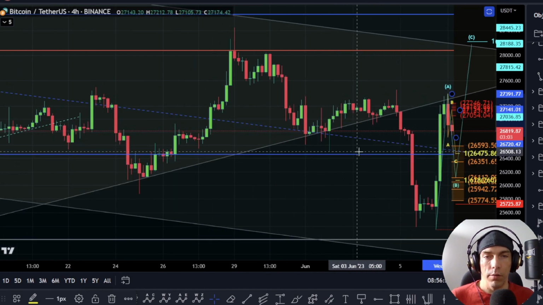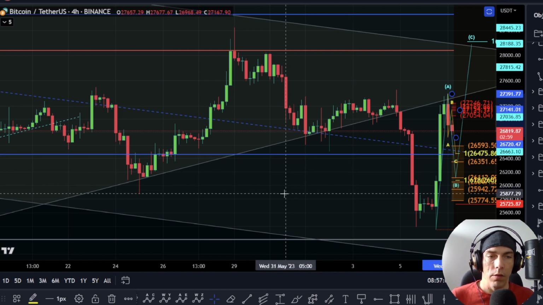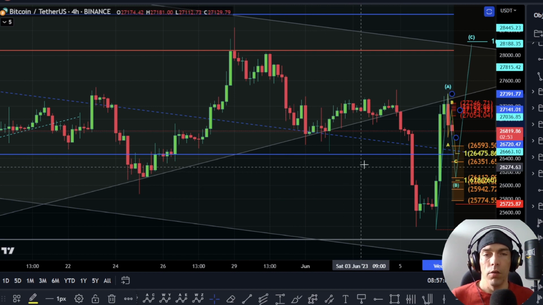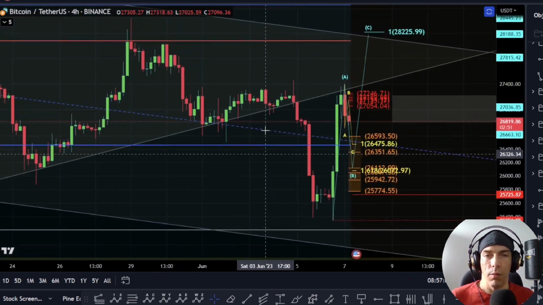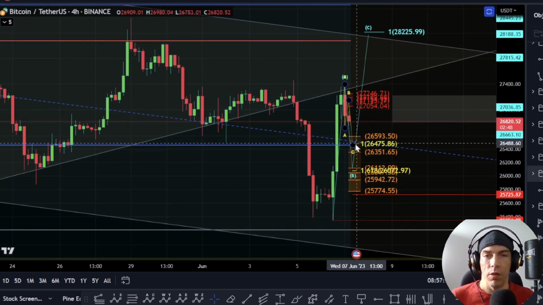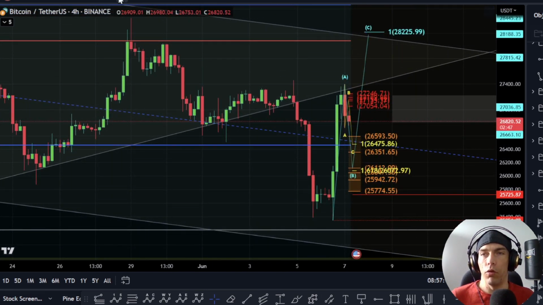Obviously, we also do have some structure to the left-hand side here, this 26,508, and then this low here would be closer towards that 786, which would be this 25,887. So what I'd be looking for is price to actually come back and potentially retest some of these levels before looking to push to the upside.